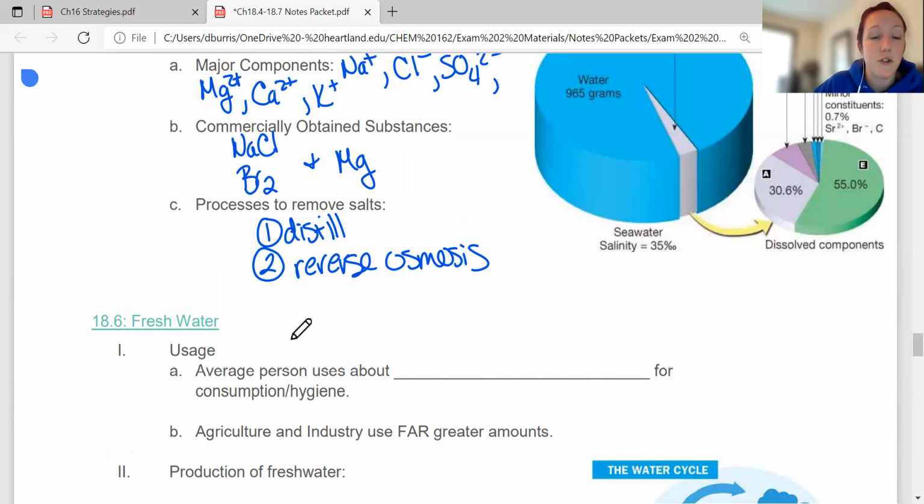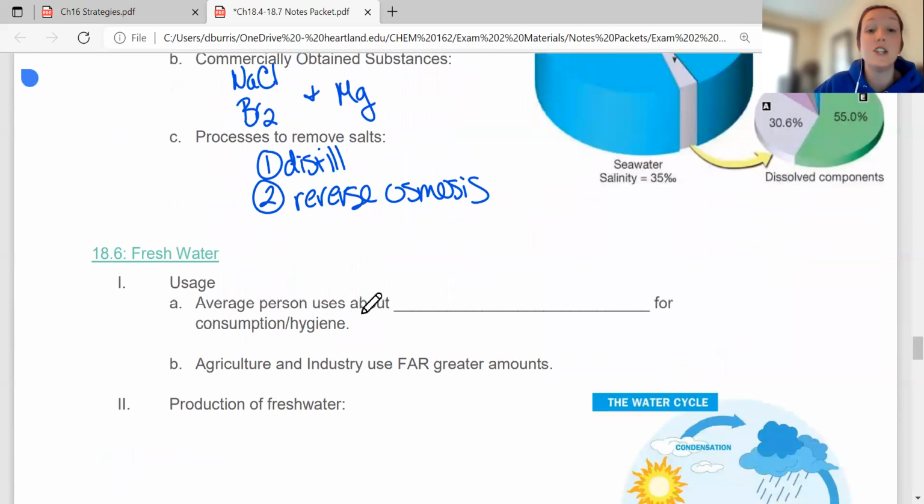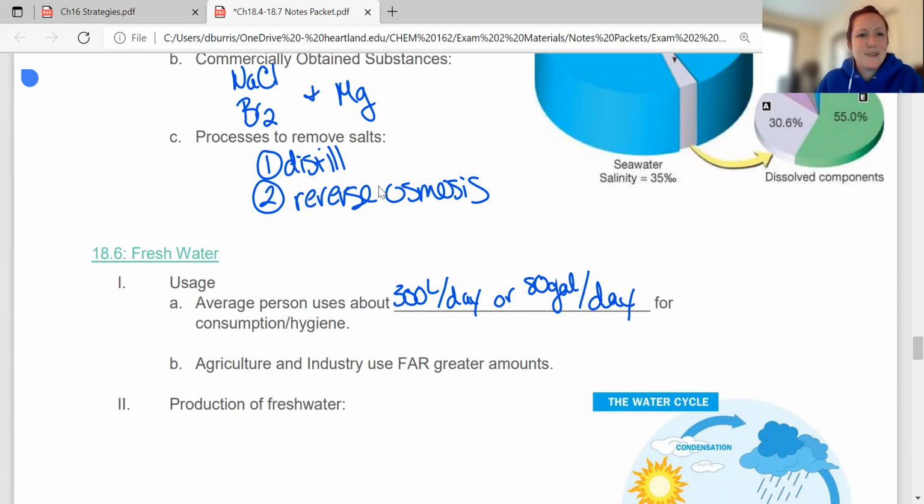So I'm going to switch gears now to fresh water. The average person uses about 300 liters a day, or about 80 gallons a day, for consumption and hygiene. That sounds pretty accurate if I take a shower and cook and use the bathroom and all of those things. So that's about how much water we use a day. Now, of course, agriculture and industry use way more than that of our fresh water. Agriculture is extremely important, as is industry. But if there's a way to cycle that back, that would be really great.